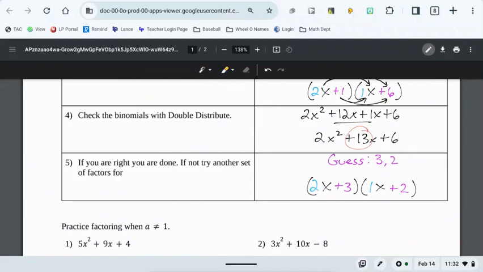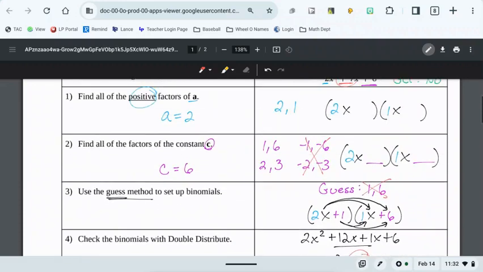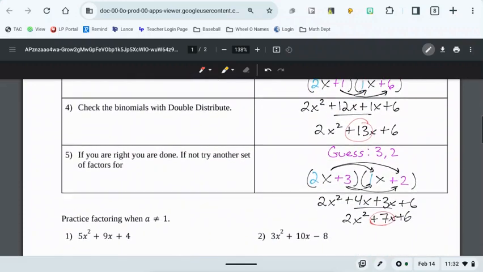Okay, so we double distribute. 2x times 1x is 2x squared. 2x times 2 gives us 4x. 3 times 1 gives us 3x. And 3 times 2 gives us 6. We combine like terms. 2x squared plus 7x plus 6. And there we have it. We got to 7x. So if we scroll back up to the top, we got back to where we started.